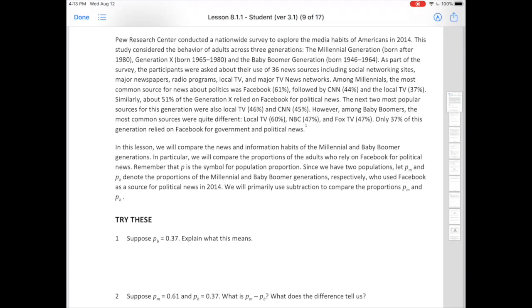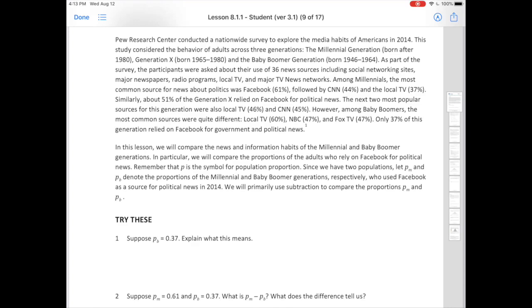In this lesson, we will compare the news and information habits of the millennial and baby boomer generations. In particular, we will compare the proportions of the adults who rely on Facebook for political news. Remember that P is the symbol for population proportion. Since we have 2 populations, let P sub M and P sub B denote the proportions of the millennial and baby boomer generations, respectively, who used Facebook as a source for political news in 2014. We will primarily use subtraction to compare the proportions PM and PB.